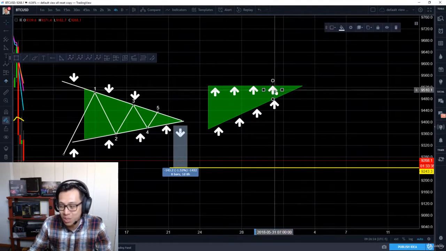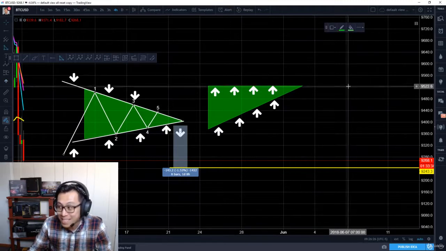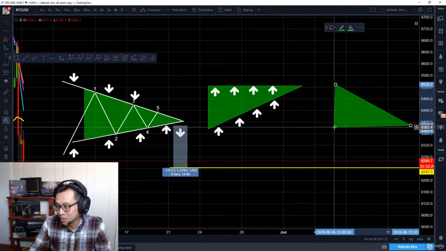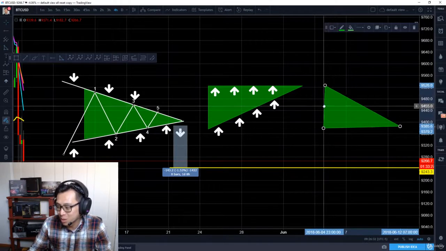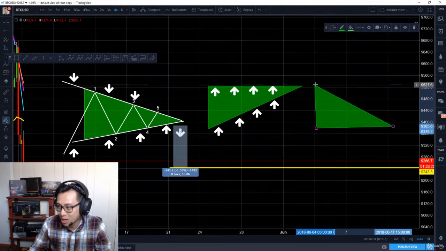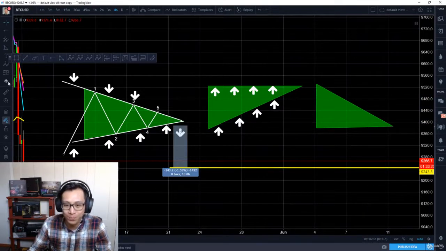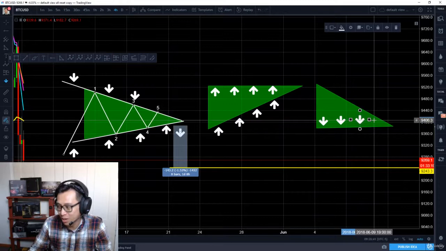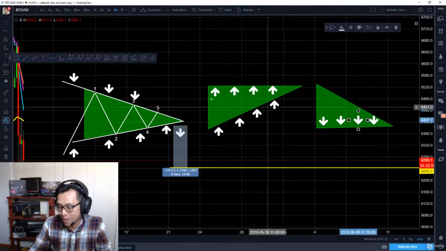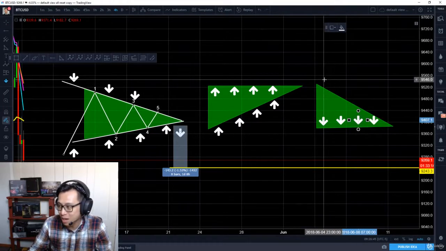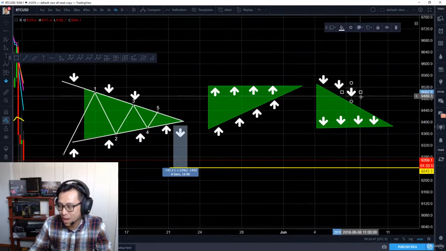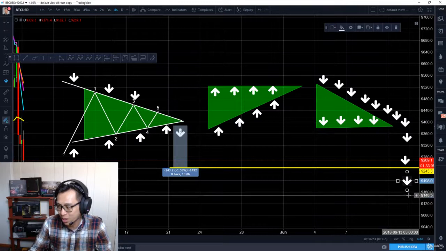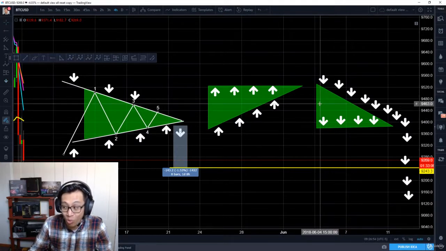Now let's talk about some other ones, okay? Like a descending triangle, which is basically the opposite of an ascending triangle, right? So now we have a descending triangle and we ask ourselves, well, how many times is it going to pound at it? How many times can the bears keep pounding at it until it actually just breaks down, right? So it can only hold for so long.